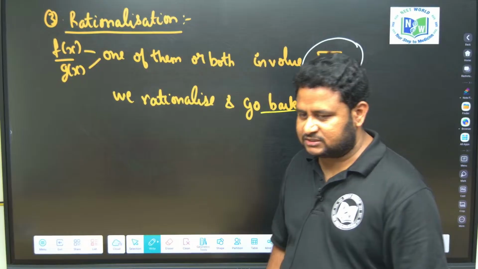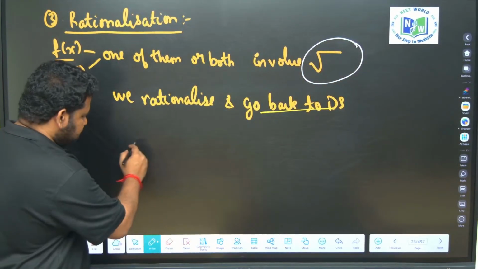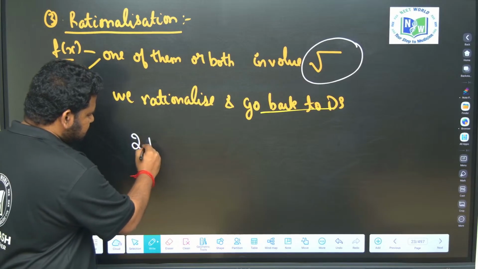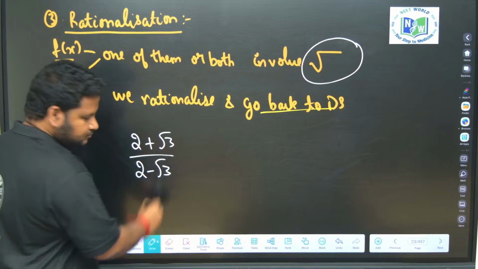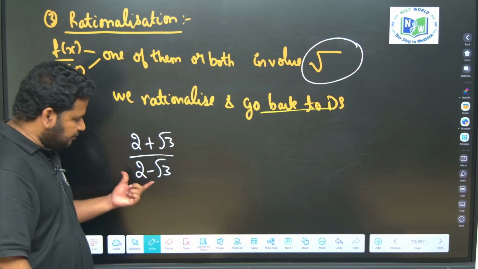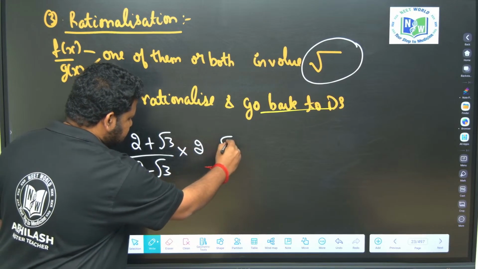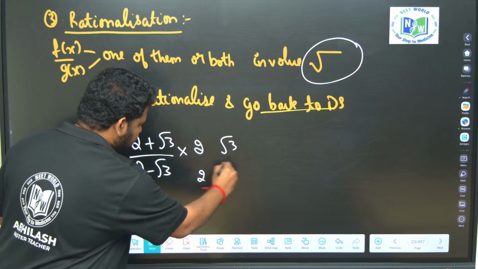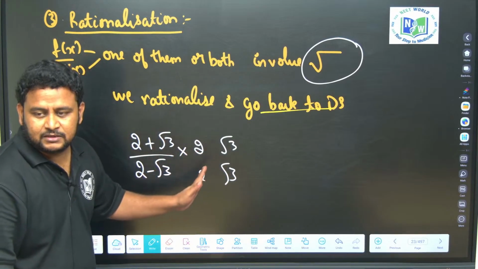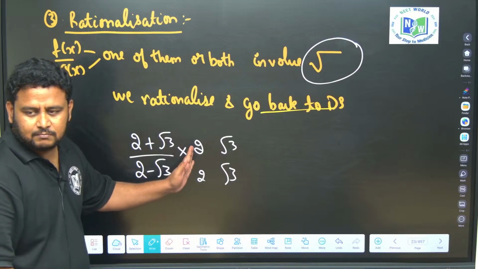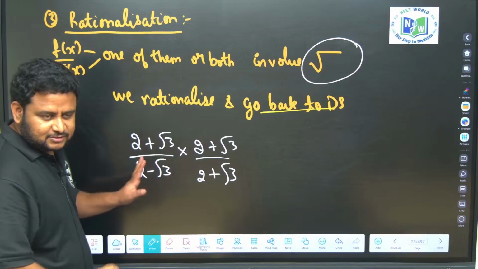First of all, you should understand how to rationalize. Suppose I write 2 plus root 3 divided by 2 minus root 3. How to rationalize this? I have to rationalize the denominator. So I will multiply by whatever is in the denominator, 2 and root 3. But here a minus sign is there, so while multiplying I have to change the sign. It will become plus: 2 plus root 3 by 2 plus root 3. Clear? Observe carefully. Don't write down.